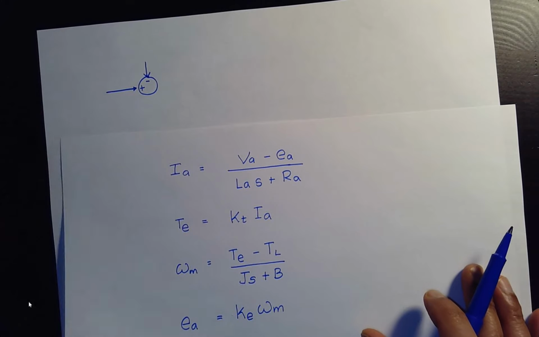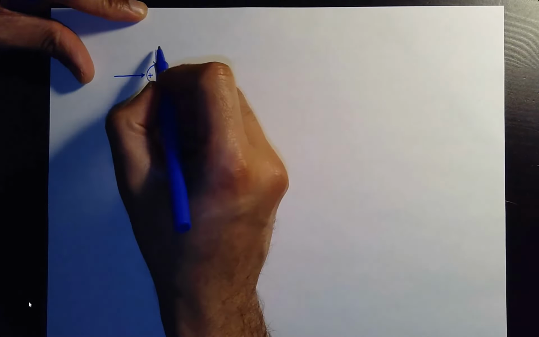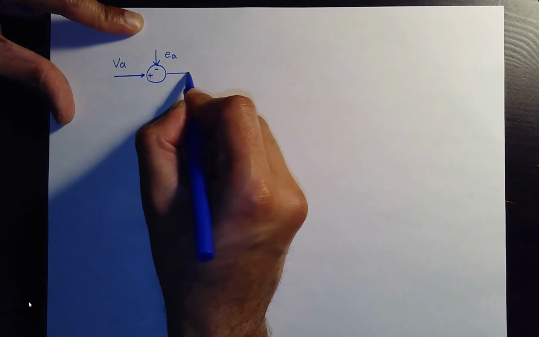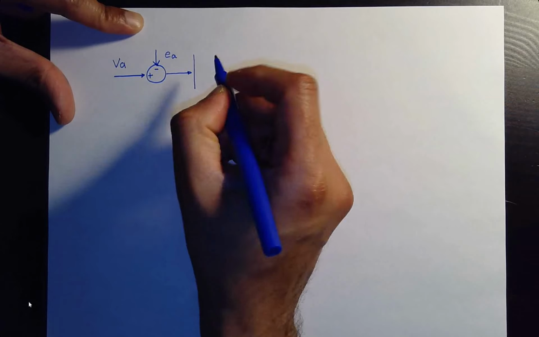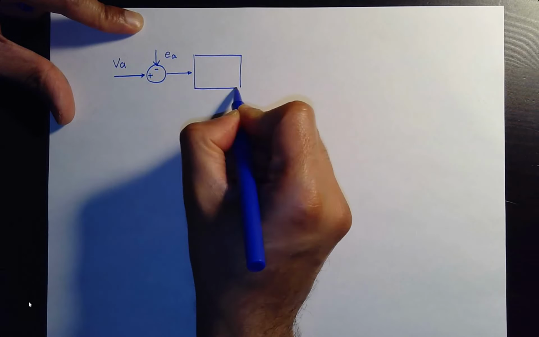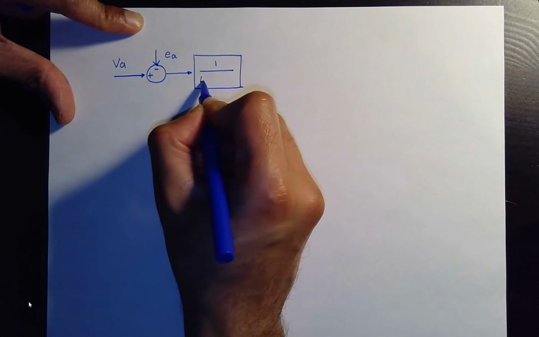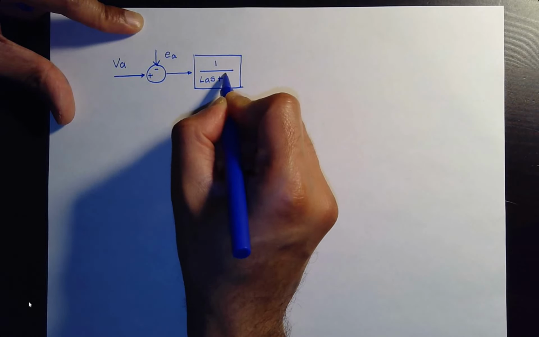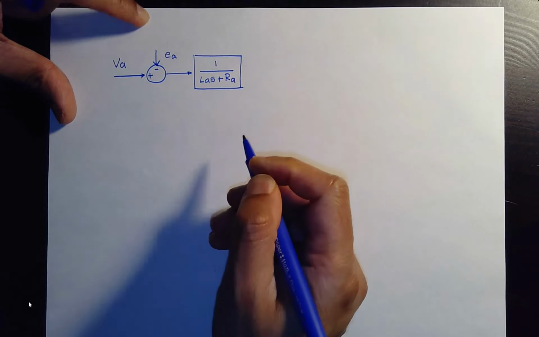Here we want to first implement this equation: VA minus EA over LA plus RA. So let's say this is our EA, and this is our armature voltage VA. VA minus EA passes through the transfer function 1 over LAS plus RA. That's this first equation, which gives us current. This is our armature current, IA.